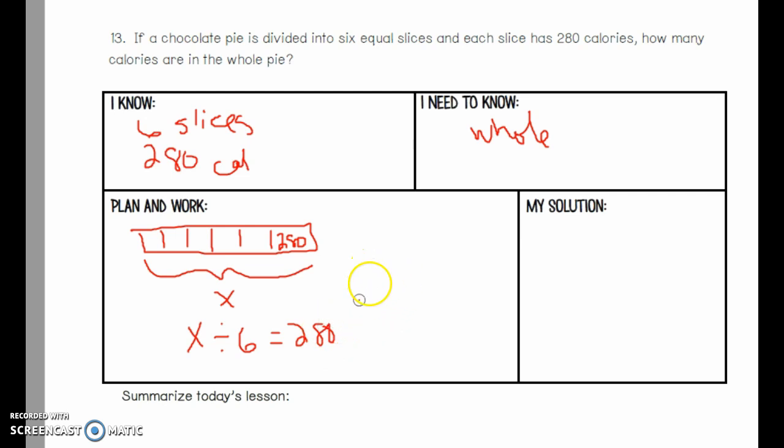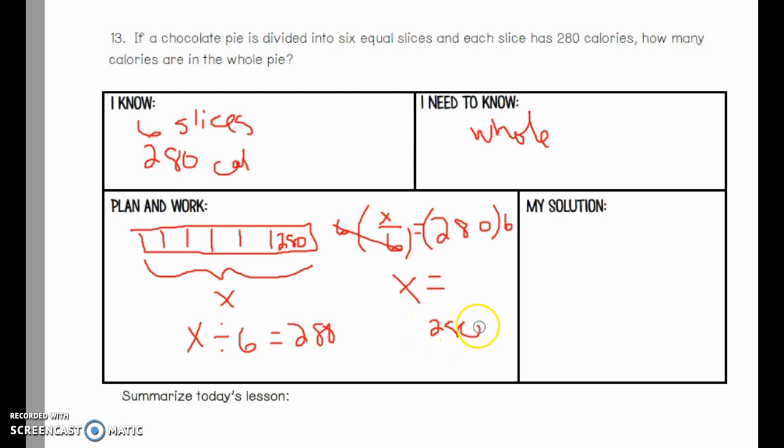And if I did that, that means I could multiply both sides. I'm going to rewrite it up here in a different form so you can see the normal way we write it. X divided by 6 is 280. And if I multiply each side by 6, because that's the inverse operation, I should cancel those out. And that means, wow, this pie has lots of calories in it.